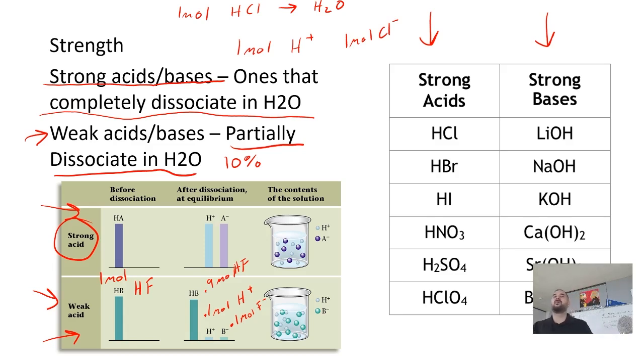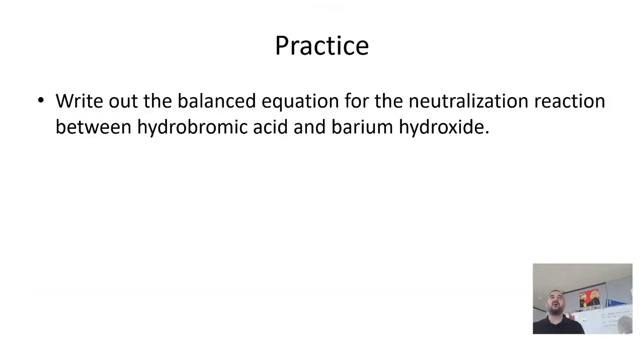Any questions on what a strong acid is? All right, I'm going to change the screen. I want to see what y'all think. Don't read it off your journal. What is a strong acid? Completely dissociates in what? In water. Good. What is a weak acid? Partially dissociates. How much dissociates? About 10%. How much stronger is a strong acid? 10 times stronger. That's really what you need to know about strong acids and bases.